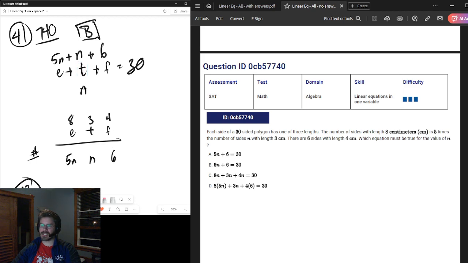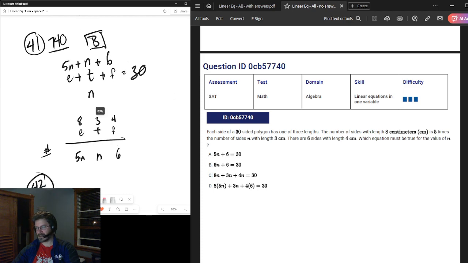Side length 3 is given that it should be in terms of n. So building this table, side length 8, there are 5 times more than sides n, so 5n. Side length 3 is n, and they tell us that there are 6 sides with side length 4, which is where this correspondence comes from. Then I just replace it up here. E corresponds to 5n, T corresponds to n, and F corresponds to 6. 5n plus n is 6n, and 6 is 6. So 6n plus 6 is our expression there.